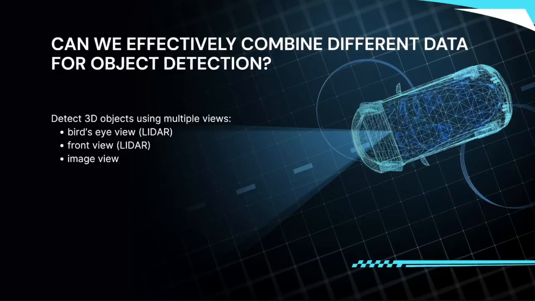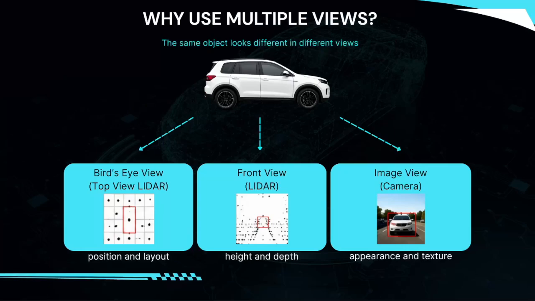The key concept in their methodology is having multiple views of the same input. The views are bird's eye view, front view, and image view. Why are multiple views needed? Each of these views captures different information. The same object looks different in three different views. The bird's eye view shows position and layout, while the front view shows height and depth, and the image view shows appearance and texture.